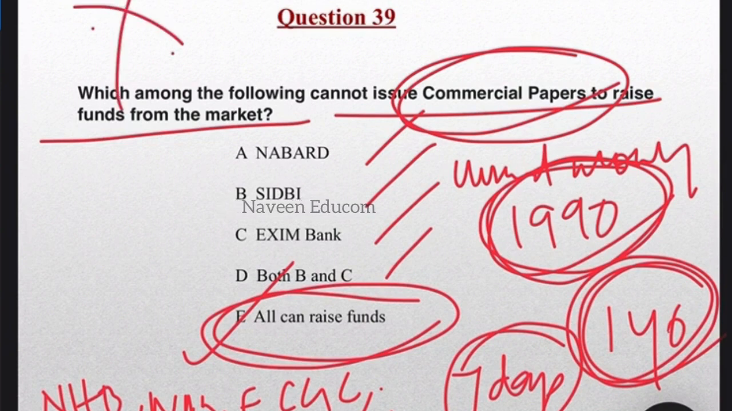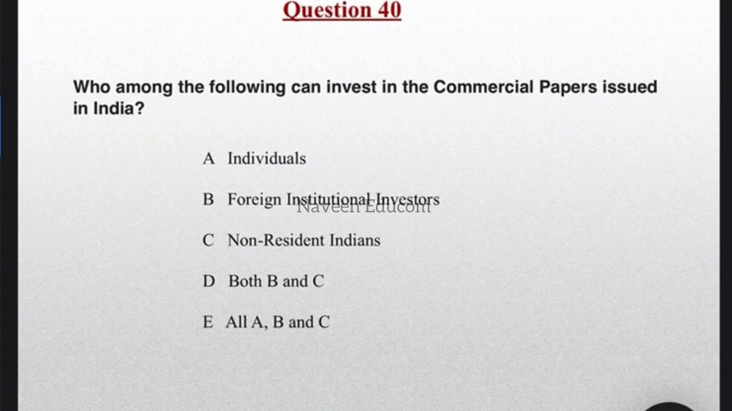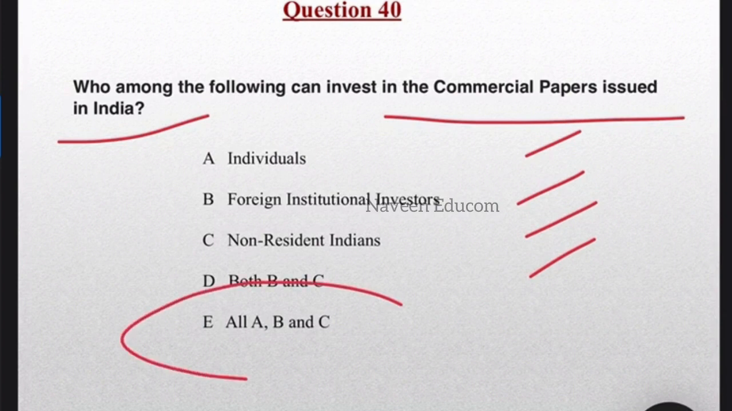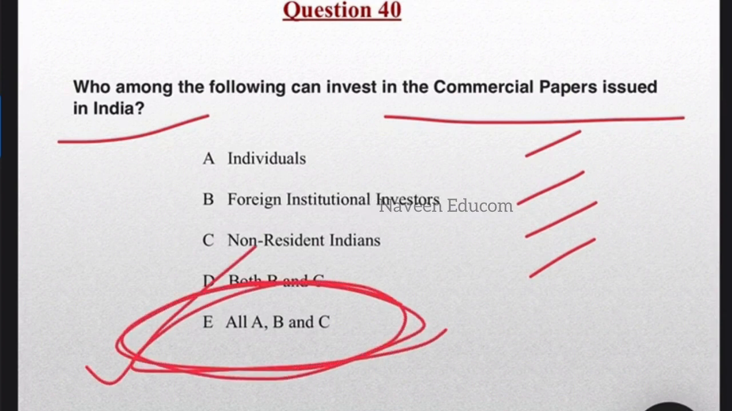So this is a very important question, students. If you are preparing for RBI Grade B and NABARD Grade A and all, this is definitely going to help you out. Coming to the next question. Who among the following can invest in the commercial papers issued in India? Individuals, FIIs, NRIs, both B and C, all A, B and C. Answer is all A, B and C.